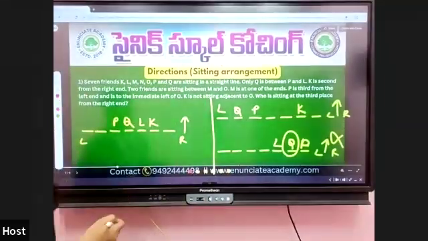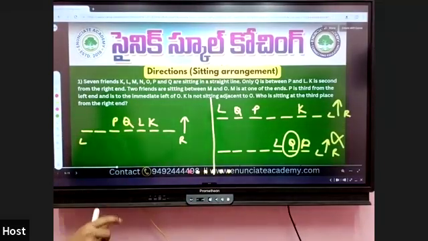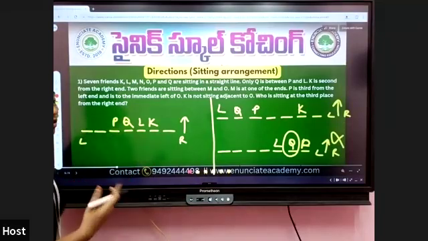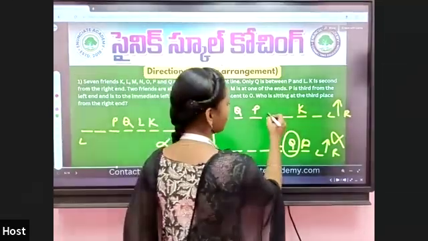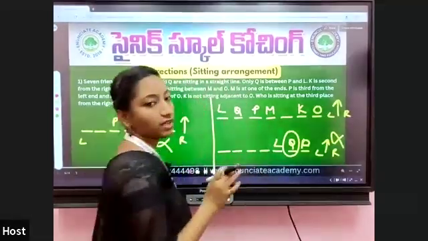Okay. Here there is no empty space. 2 persons between M and O. Here M we will put here. For O there is no place. This assumption is also wrong. For suppose here M we will keep, here O. So 2 persons are there between M and O.